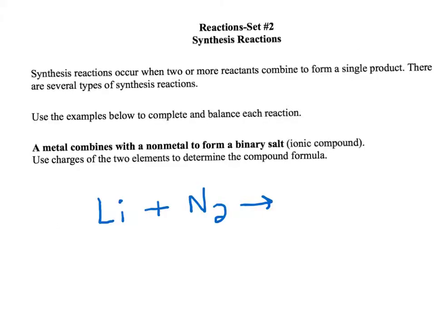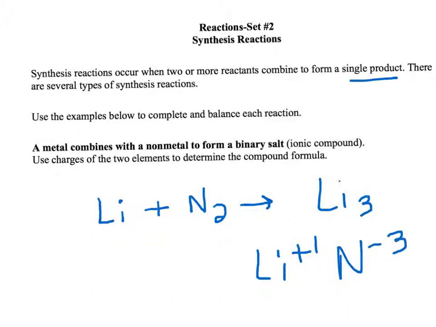Reaction set number 2 and 3 will cover 4 different types of synthesis reactions. In synthesis reactions, you always have a single product form. It could form from 2 elements, it could form from 2 compounds, but you always have one single product. The type we've done before is when a metal combines with a non-metal to form a binary salt. That's a 2-element compound. So lithium becomes +1, nitrogen -3, and so you get Li3N. And then you go back and balance the equation.